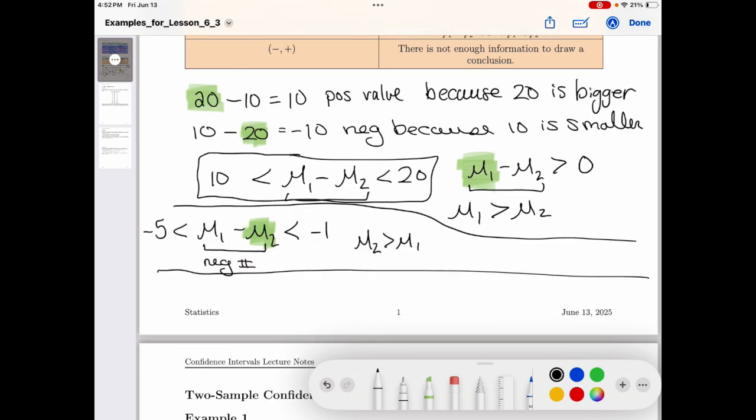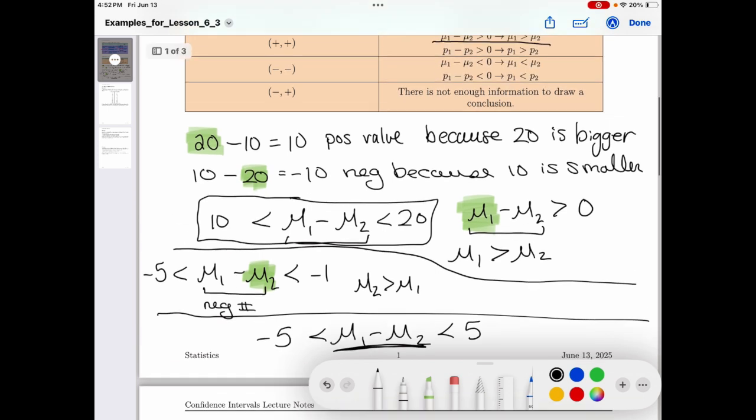Then lastly, if I gave you mu1 minus mu2 is between negative 5 and positive 5, we have no idea if that difference is negative or positive, because that difference could be, say, negative 2, or it could be positive 3. Both of those values fall between negative 5 and 5. So when it's between a negative number and a positive number, there's no way to know which one is bigger in this case. We would have to do more research.